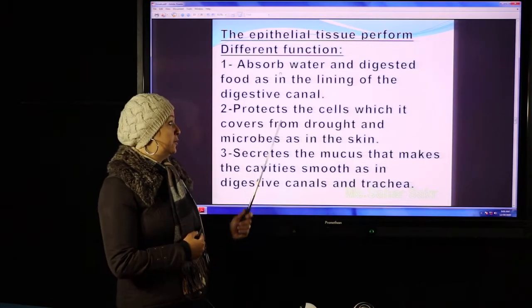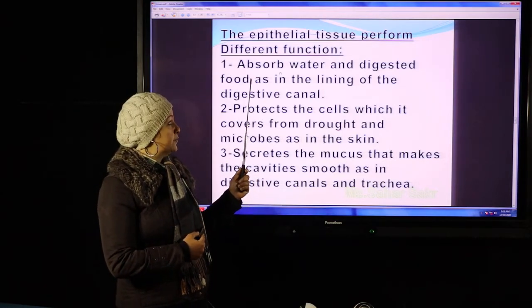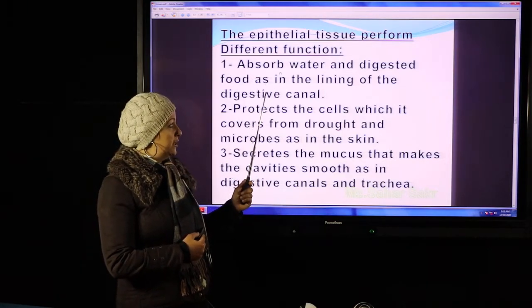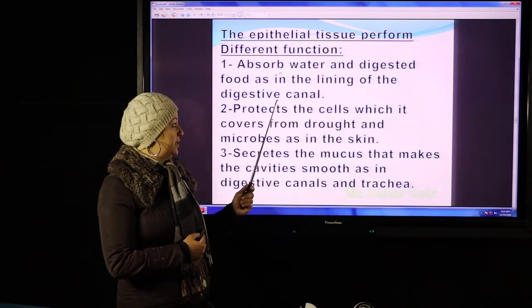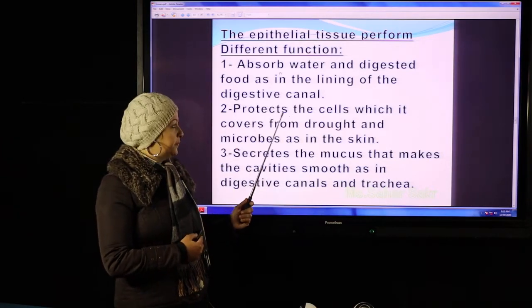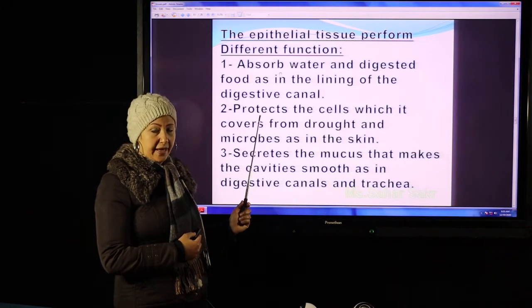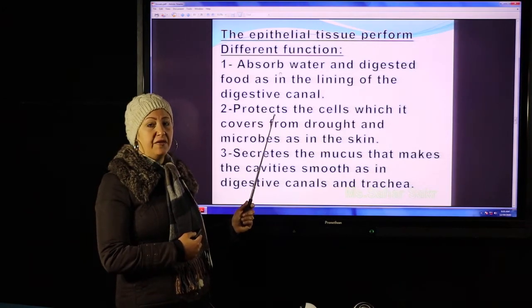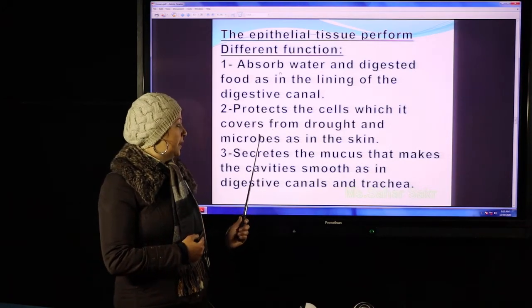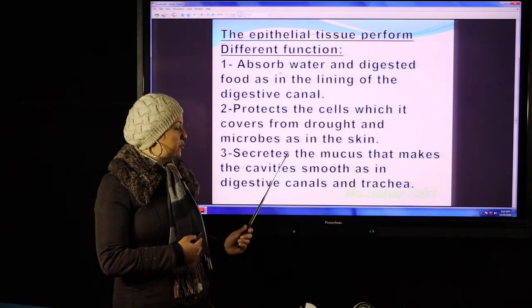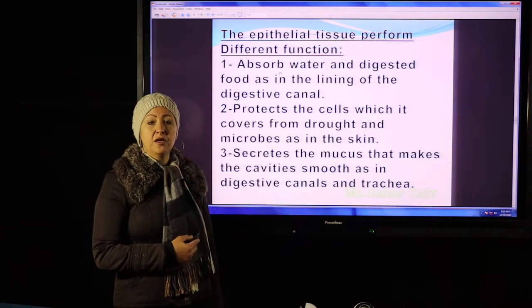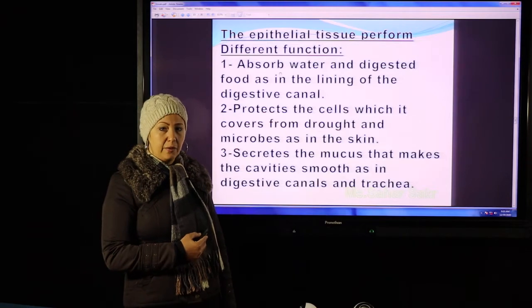So we have here 3 functions. Number 1, absorption and digestion of food if they are lining the stomach or the small intestine or the digestive canal as a whole. They protect the body against drought and microbes if they cover the epidermis of the skin. And also, they secrete mucus to keep the cavity moist if they line the internal body cavities inside our body.